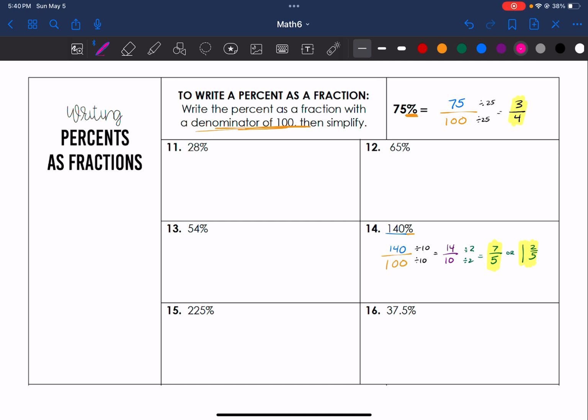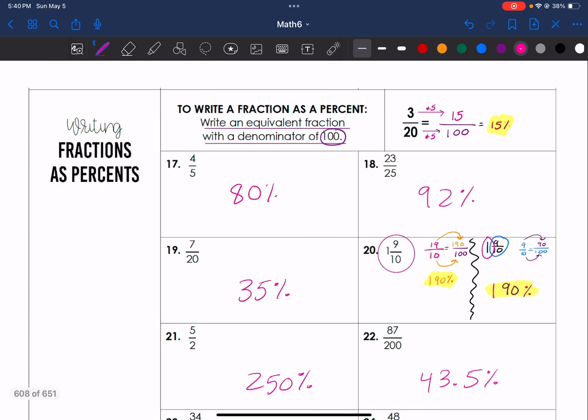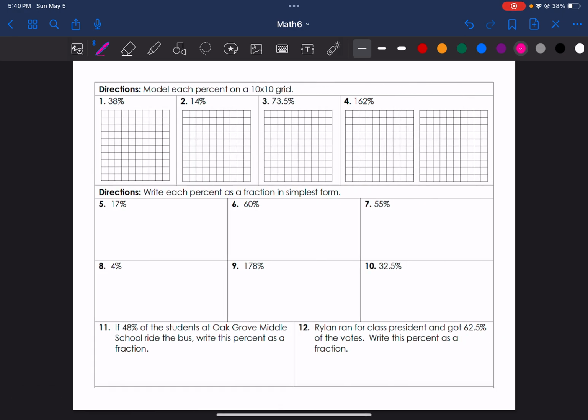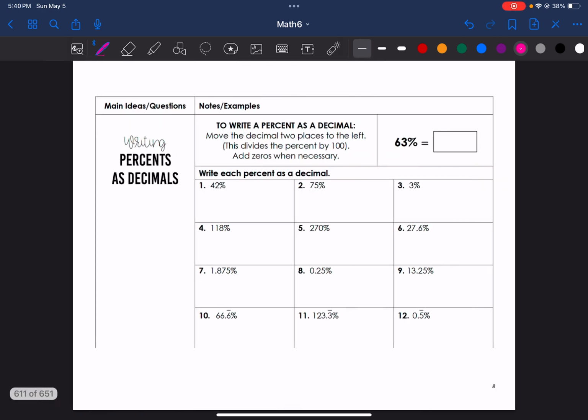Now that you've tried this page, the simplest fraction, right? You want to make sure you get it in simplest form. Number 11 is 7/25. Number 12 is 13/20. Number 13 is 27/50. Number 14 we did. Number 15 is 2 1/4, or 9/4. And number 16 is 3/8. If you want more practice with this, you can go to page 6, which is on display here. But we're going to continue on to writing our percents as decimals.